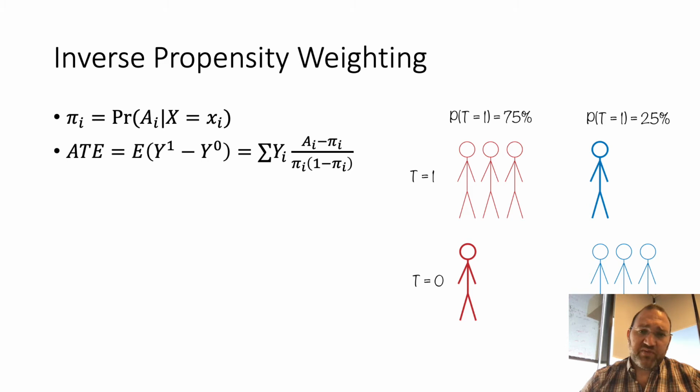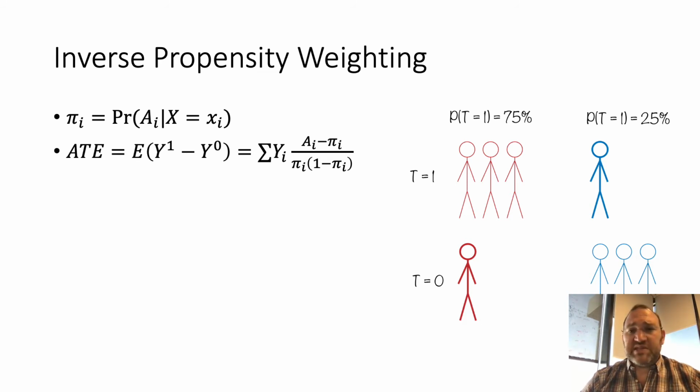Let's assume that we have red people and blue people, and we see that the probability to get treated for the red people is 75%, whereas the probability for getting a treatment if you are a blue person, it's 25%. So in order to estimate the effect, we cannot just average over treatment 1 minus average over treatment 0, because the average over treatment 1 will be governed by the red people, and average over treatment 0 will be governed by the blue people, so we might have some confounding bias.